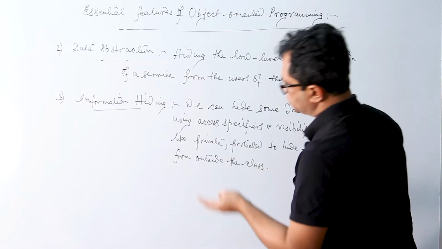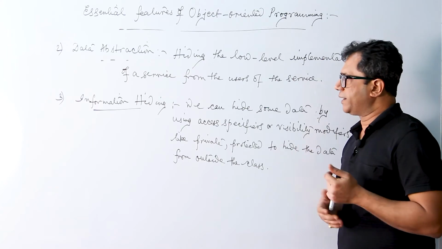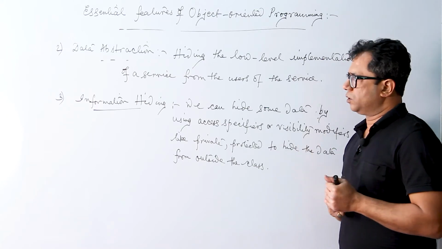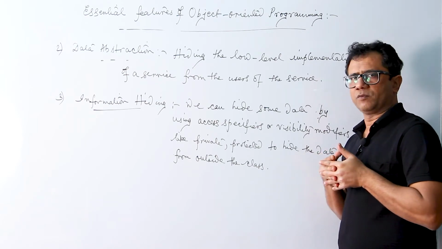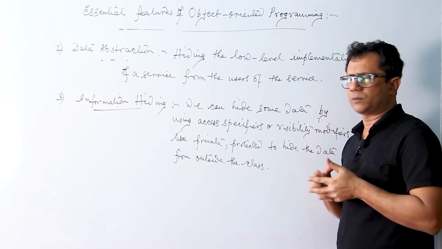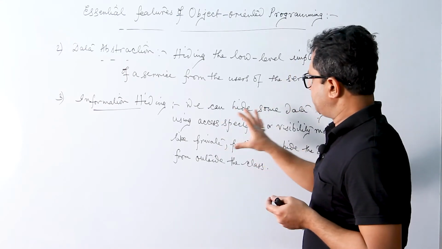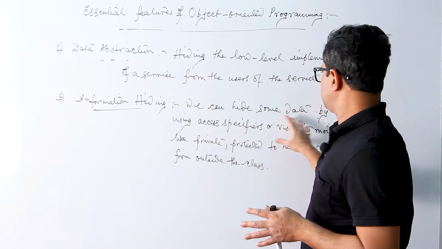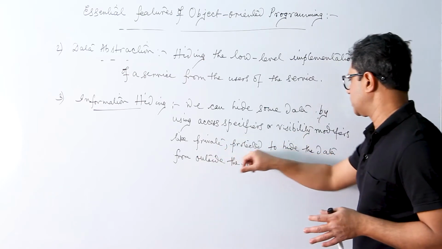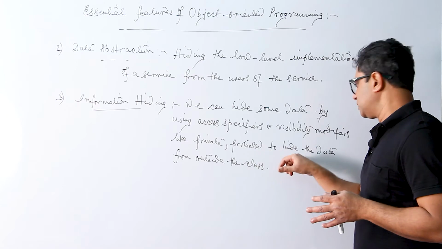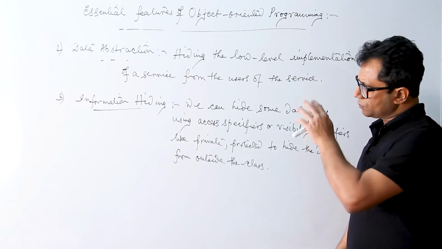So information hiding, I will just show you. You will get to know the detail of information hiding and how to implement it if we write a basic C++ program, which I am going to show you in the next video. I will just give an example of a basic C++ program in which you will get to know some of the essential features which we are studying in this video. So for the time being, you just imagine that we can hide some data by using access specifiers or visibility modifiers like private, protected, to hide the data from outside members of the class or from the outside portion of the class. This is called information hiding.